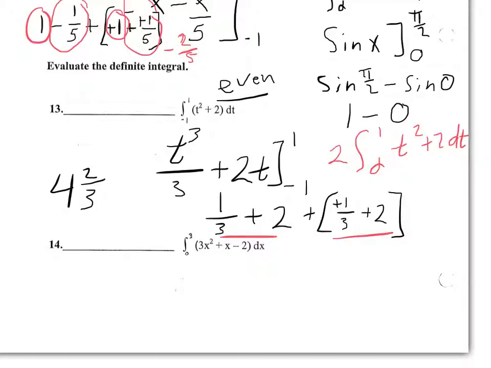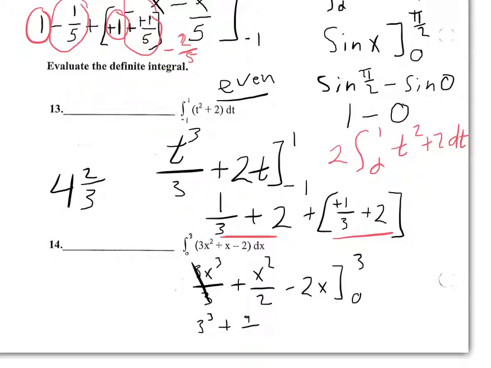Okay, kind of the same thing on number 14. Well, excuse me, not number 14. What we're gonna do here is, again, we'll start the integration. So we'll have 3x to the 3rd over 3 plus x squared over 2 minus 2x, and we'll go from 0 to 3. Those 3's cancel, so that makes it a little easier. So we have 3 to the 3rd plus 9 divided by 2 minus 6, and then just minus a big 0.